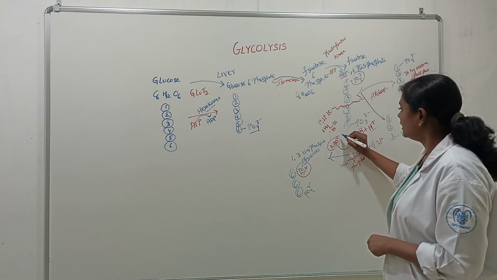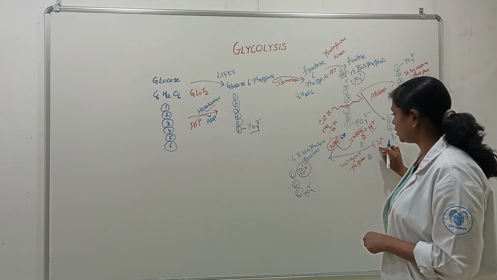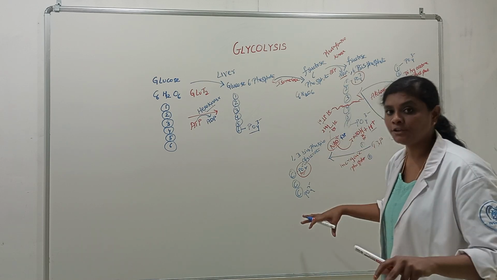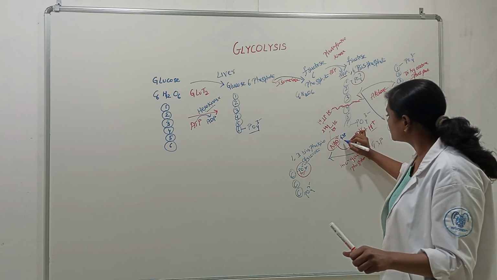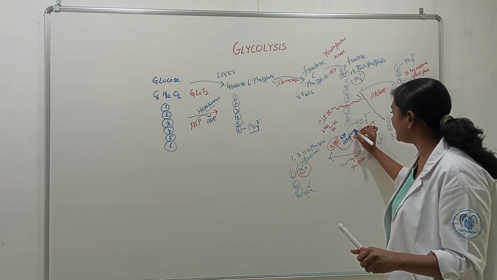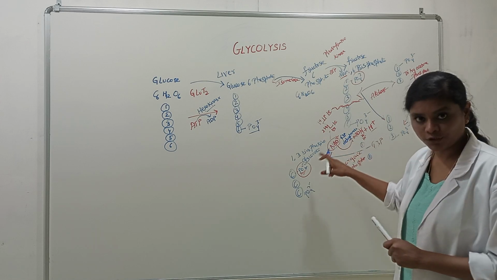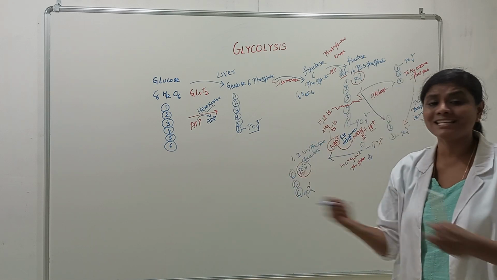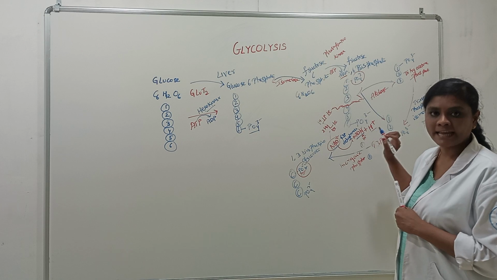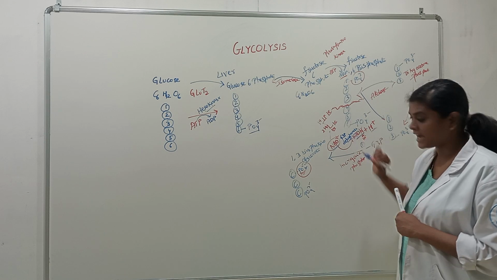What is that enzyme? Glyceraldehyde 3-phosphate is this particular molecule. We want to remove the hydrogen and give it to NAD plus, right? So that's why it is dehydrogenase: glyceraldehyde 3-phosphate dehydrogenase. I think you all understood why it is dehydrogenase, because from glyceraldehyde 3-phosphate we are removing the hydrogens and giving them to NAD plus, which is getting converted into NADH and H plus. So the enzyme here is glyceraldehyde 3-phosphate dehydrogenase.